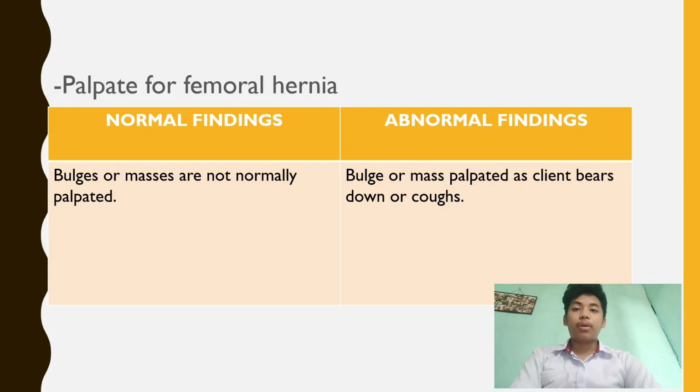Palpate for femoral hernia. Palpate on the front of the thigh in the femoral canal area. Then ask the client to bear down or cough. Feel for bulges. Repeat on the opposite thigh. For the normal findings, bulges or masses are not normally palpated. For the abnormal findings, a bulge or mass is palpated as the client bears down or coughs.